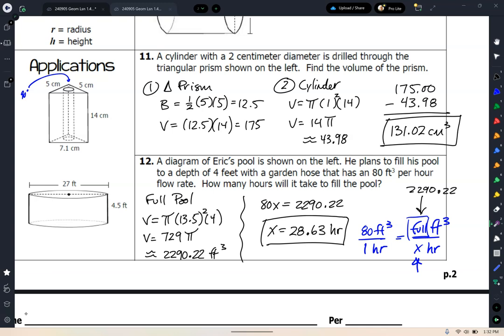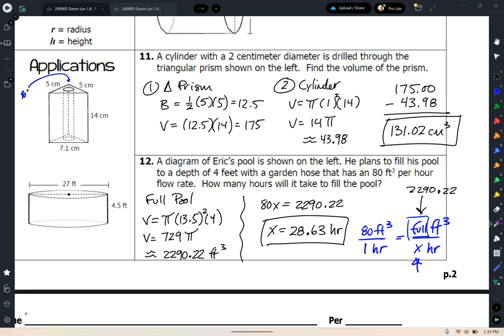Why did you divide it by 80? I got everything. So the relationship is over on the right. The idea is that it's filling at 80. What we're looking for is how many hours until it's full, right? So we're trying to make the volume full. I'm going to put that 2290.22 where that little box is, right?